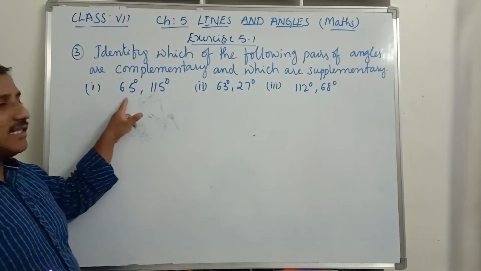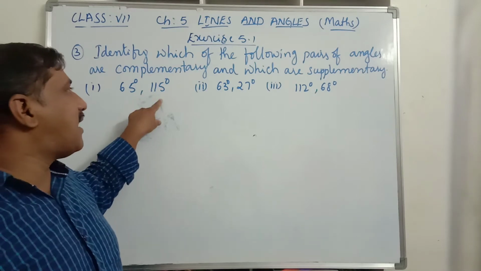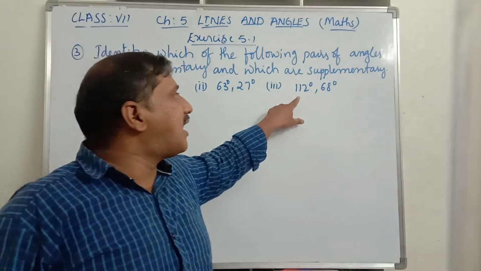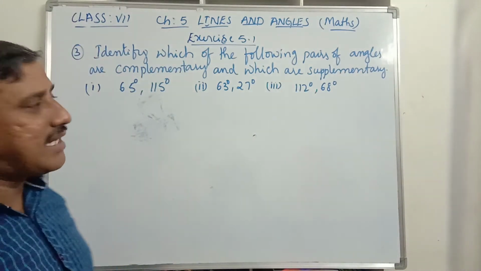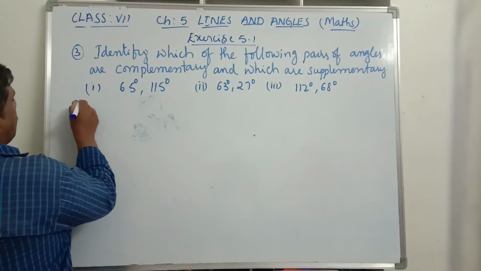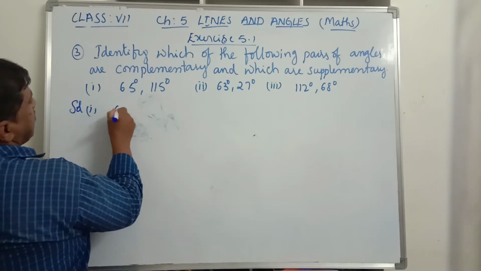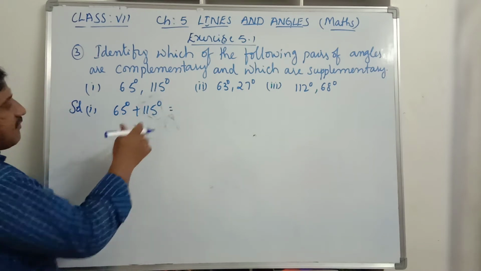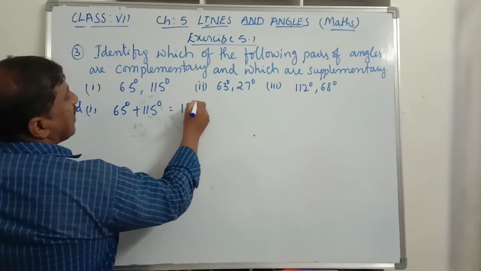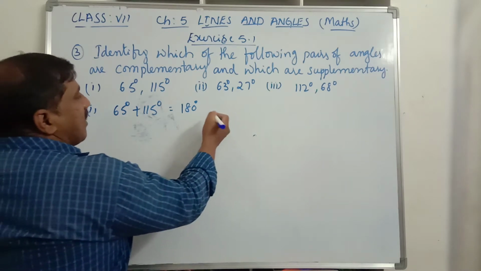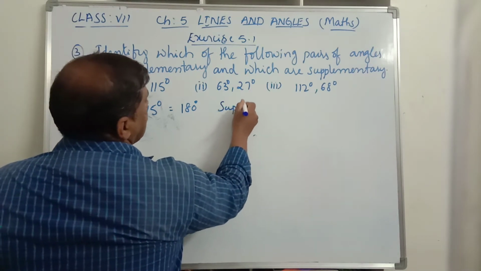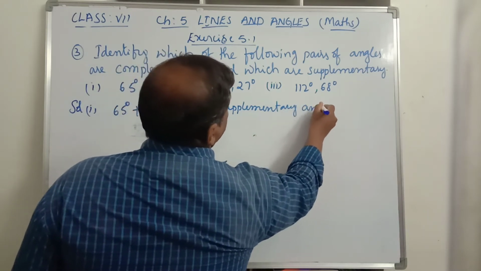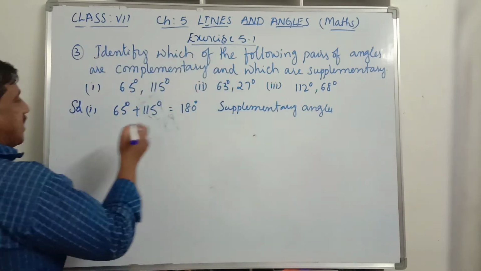First question: 65 degrees and 115 degrees is one pair given. 63 degrees and 27 degrees is one pair. 112 degrees and 68 degrees is one pair. We will check these problems. First bit: 65 degrees plus 115 degrees. Adding both angles, 65 plus 115 is equal to 180 degrees. So these are supplementary angles. Now what about the second question?